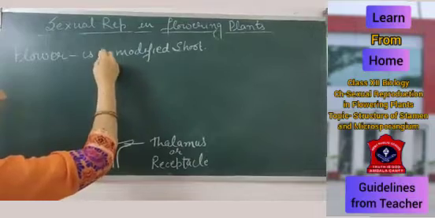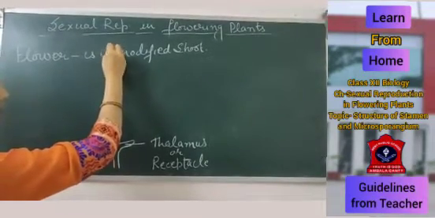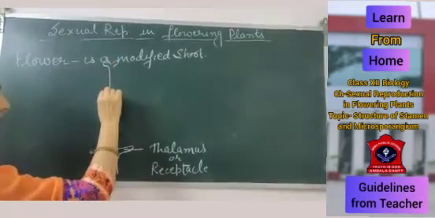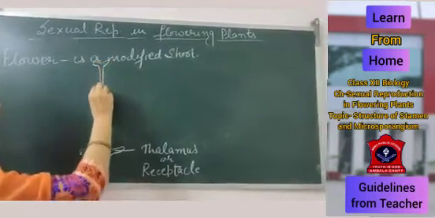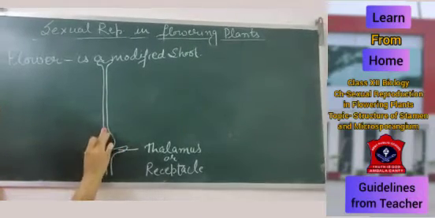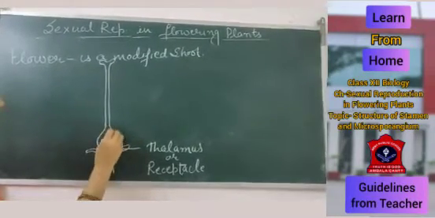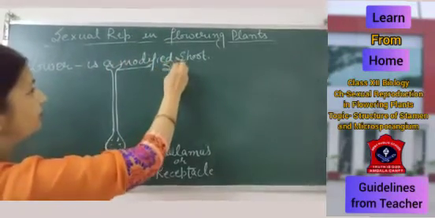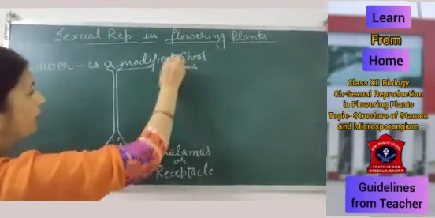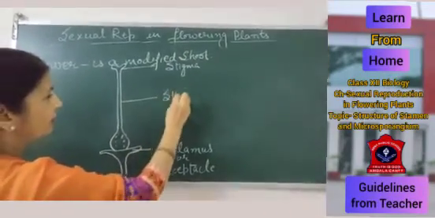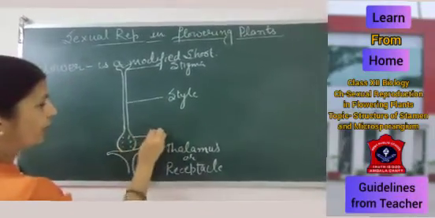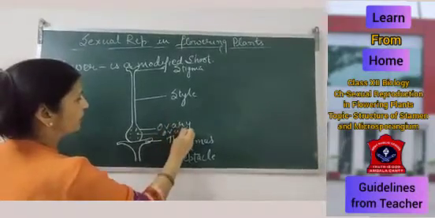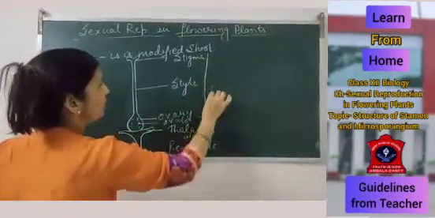First of all, we'll start from the innermost whorl, that is the pistil. The upper part is stigma, then we have a long style and ovary. Inside the ovary, ovules are present. Stigma, style, ovary and ovules together form the pistil.